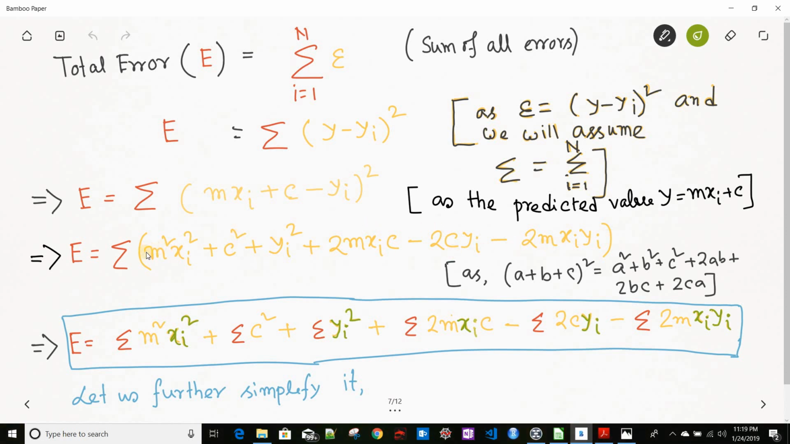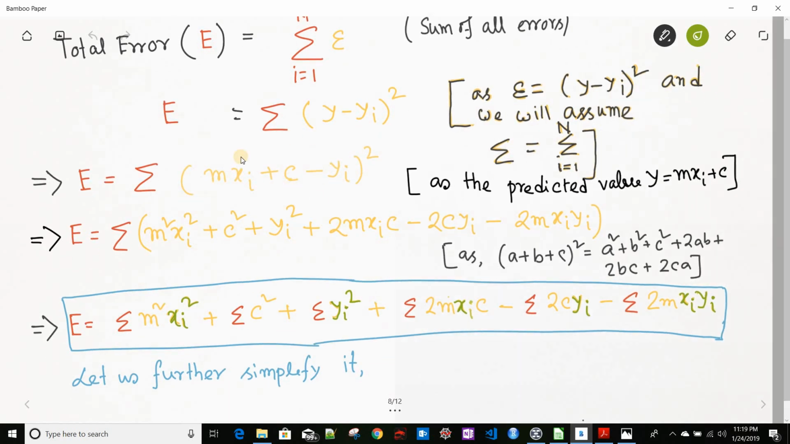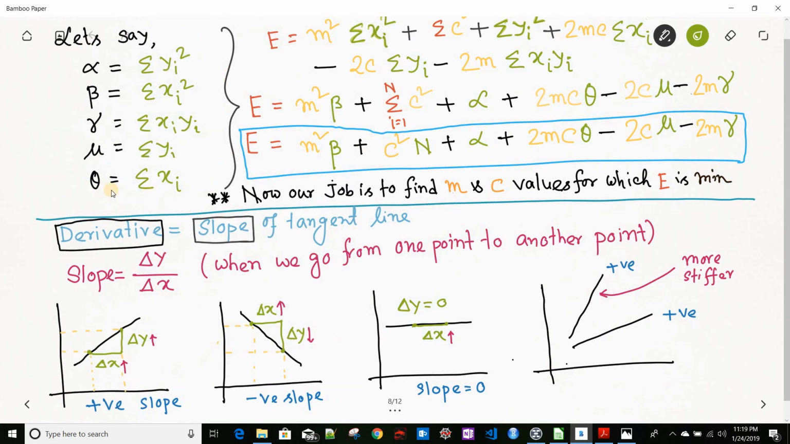Now after this, I can distribute the summation like this. It will be the summation of m square xi square, then the summation of c square, the summation of yi square, and similarly for the rest. So we'll come up with this equation of E. Let us do further simplification of it. Let's go to the next one. We will take the summation of xi square, yi square, the summation of xi, the summation of yi, and the summation of xi yi, each as a separate variable. That is what I have done over here.